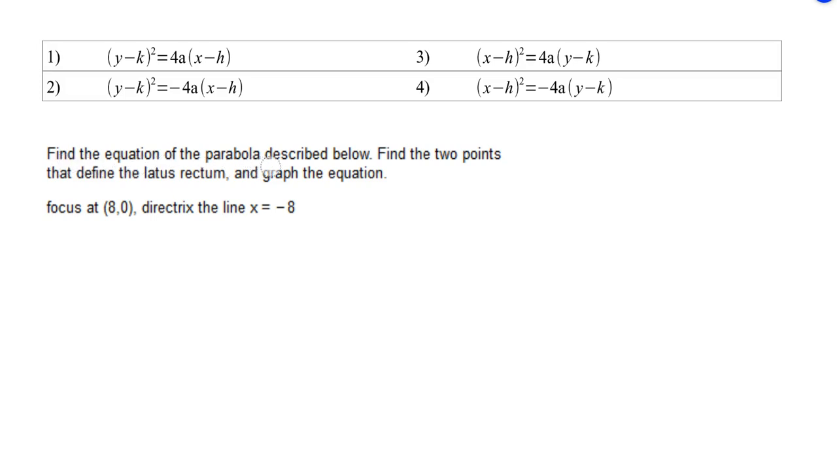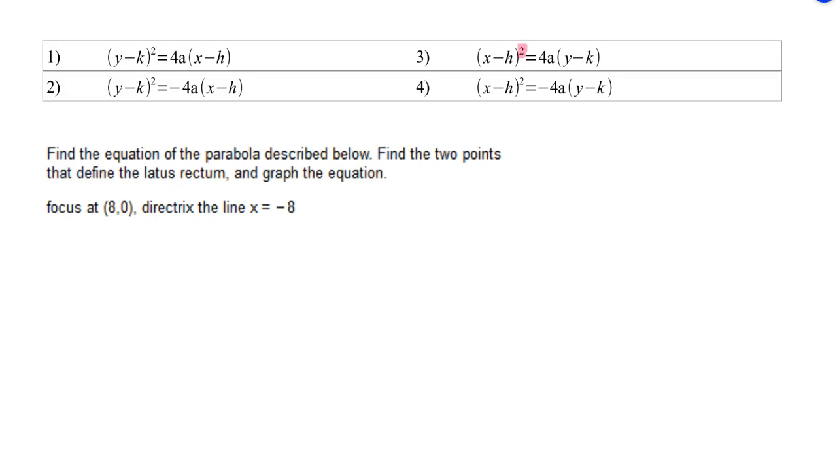Find the equation of the parabola described below. Find the two points that define the latus rectum and graph the equation. We're given a focus at 8, 0 and a directrix at the line x equals negative 8. So before we start, let's take a look at the equations and make sure we know what orientation goes with each one of these equations.